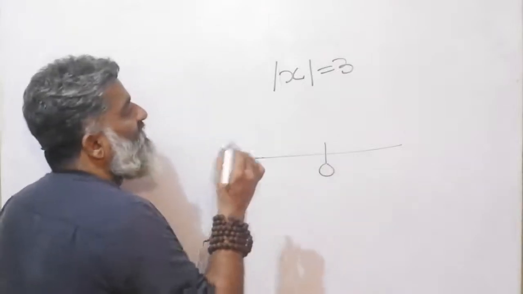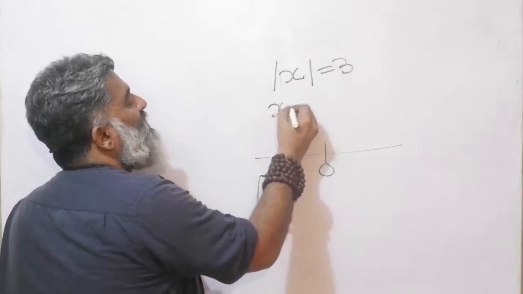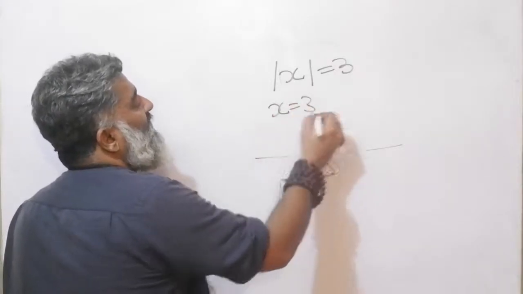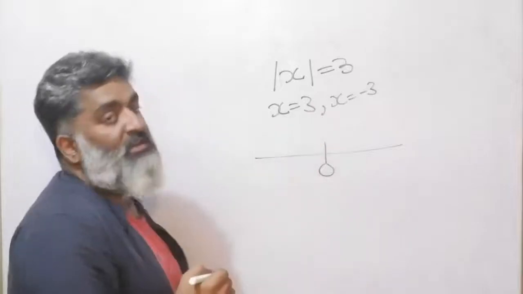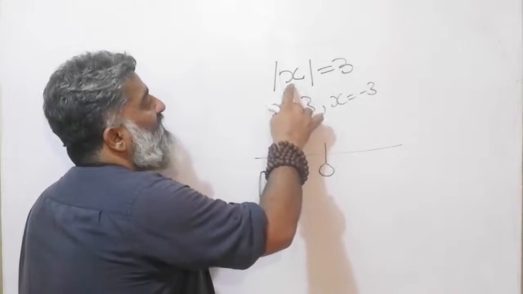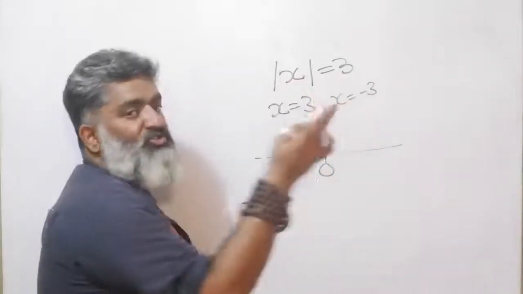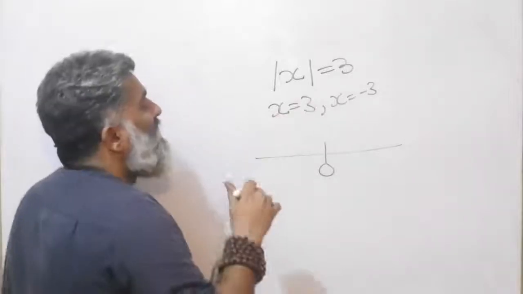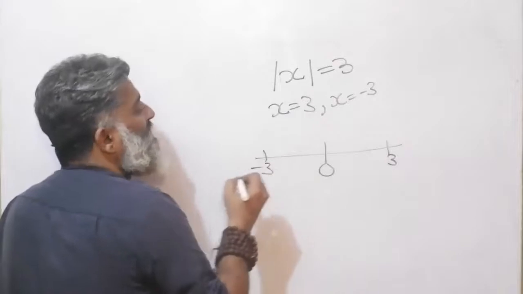So this is 0. Mod of x is equal to 3. I'm sure you have already figured out that x is equal to 3 is fine and x is equal to minus 3 is also fine. Both are the solutions for the given equation, because if you put 3, mod of x is 3. If you put minus 3 inside, even then you get 3, right? So you have to think of two scenarios and plot them on the number line, 3 and minus 3.